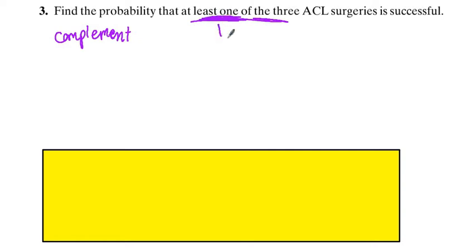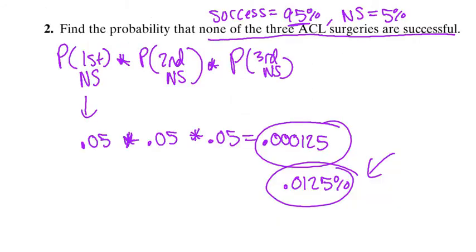At least one means maybe we get 1 successful, maybe we get 2, maybe we get 3. What's the opposite of 1, 2, or 3 surgeries successful? The opposite of that would be none are successful. What's the opposite of at least one? The answer is not at least one, in other words, none of them. So the probability of none of them being successful, well, we just found that on the prior page, right? It was this number right here.